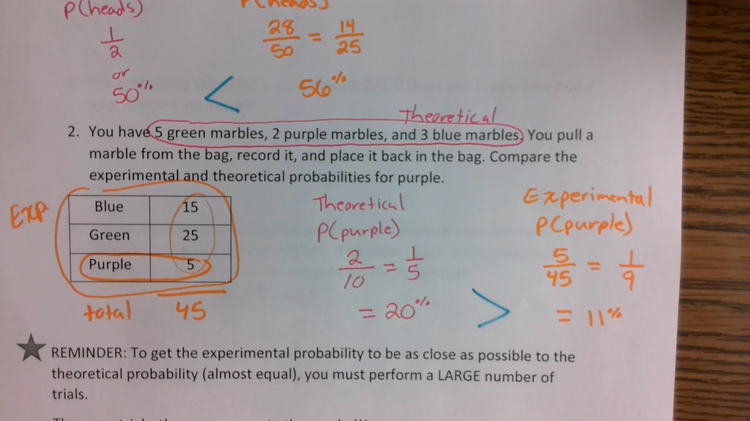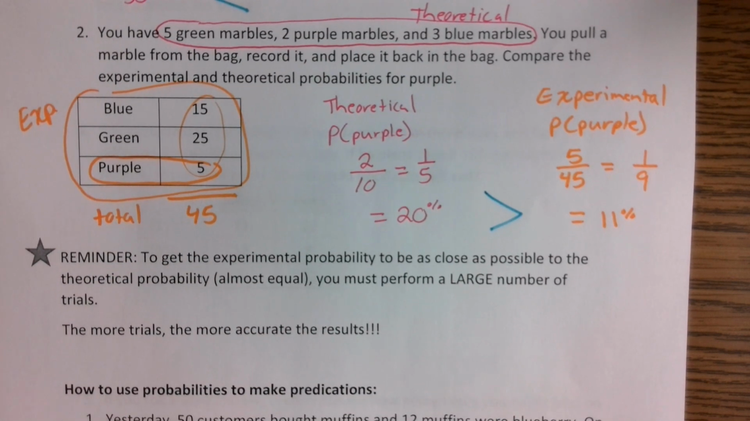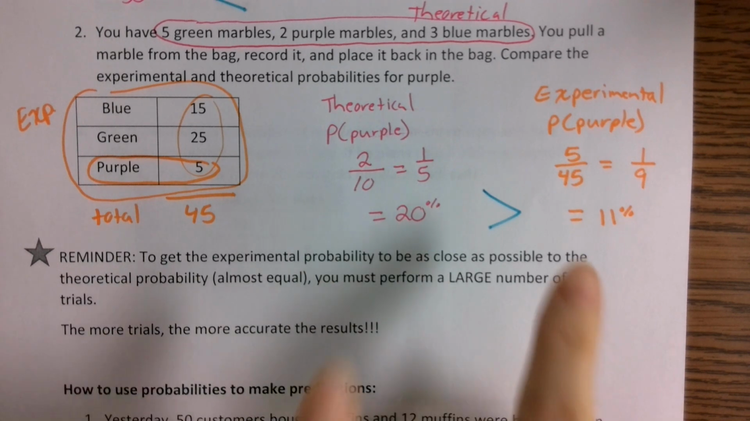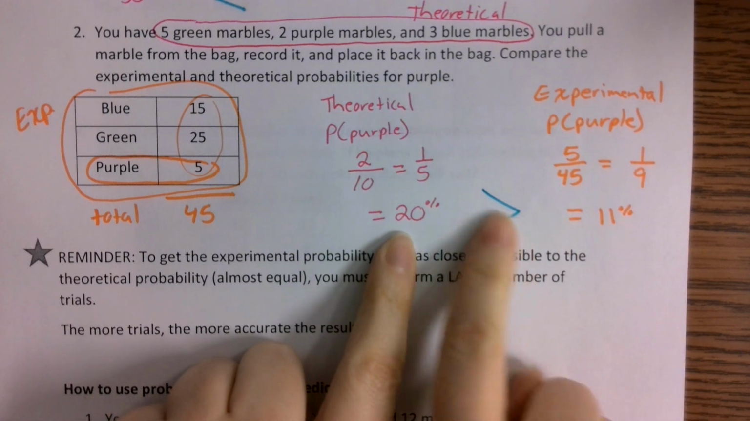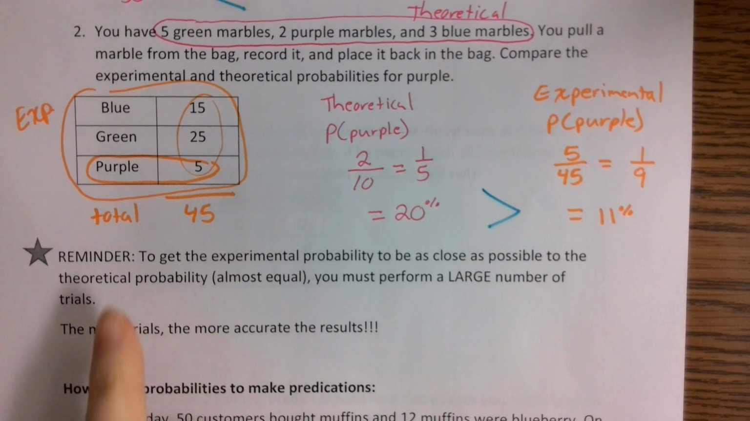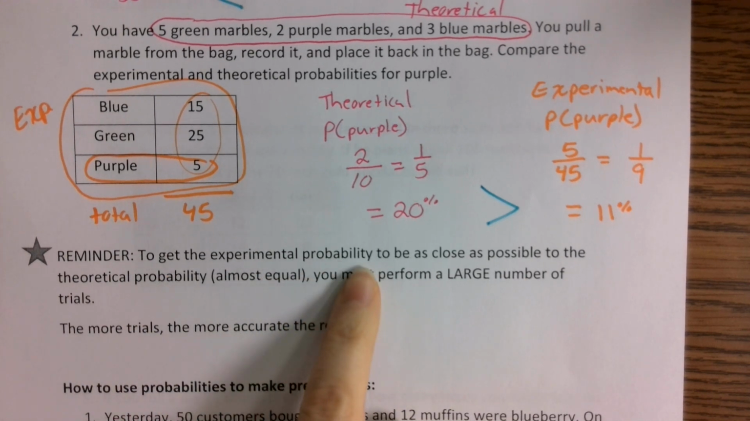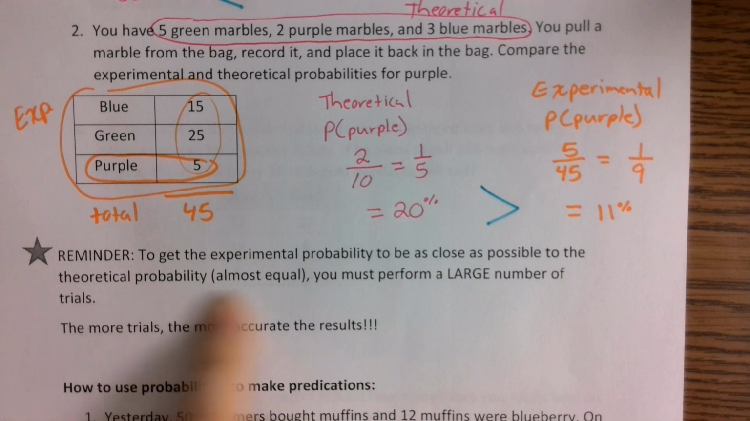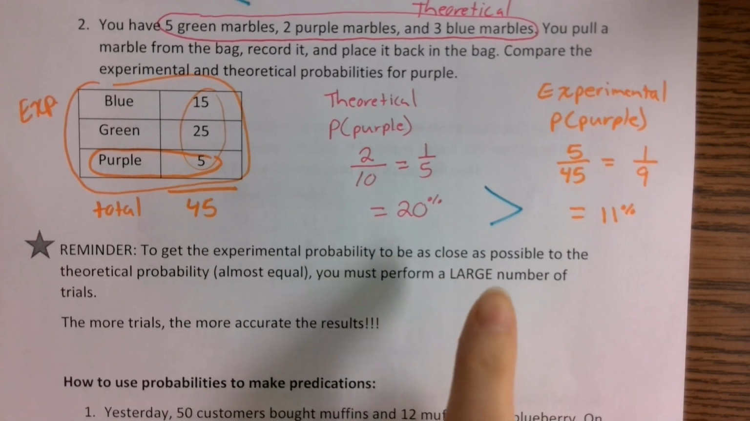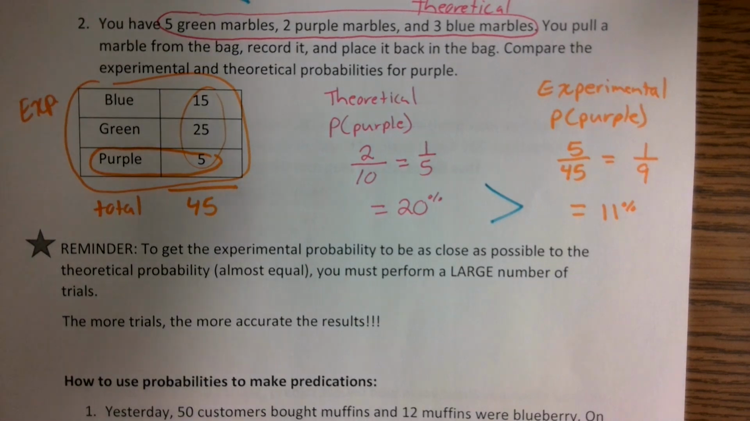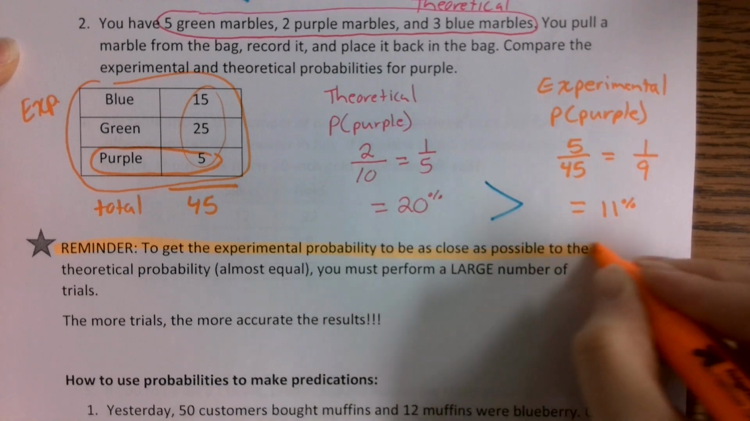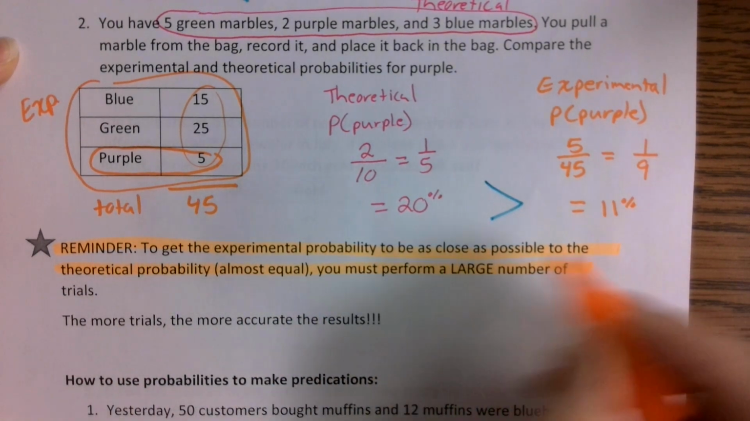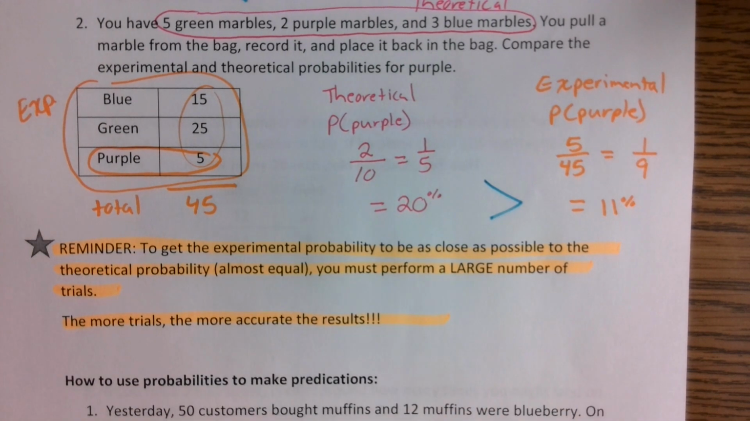Now remember, I showed you guys that website where the more times we performed the trials, these started to get closer to each other, didn't they? This 11% starts getting closer to that 20% until it is 20%. So remember, to get your experimental probability to be as close as possible to theoretical, or almost equal, you need a large number of trials. The more trials, the more accurate your results. Go ahead and highlight that. This information is very important to remember. You always want the largest number of trials.